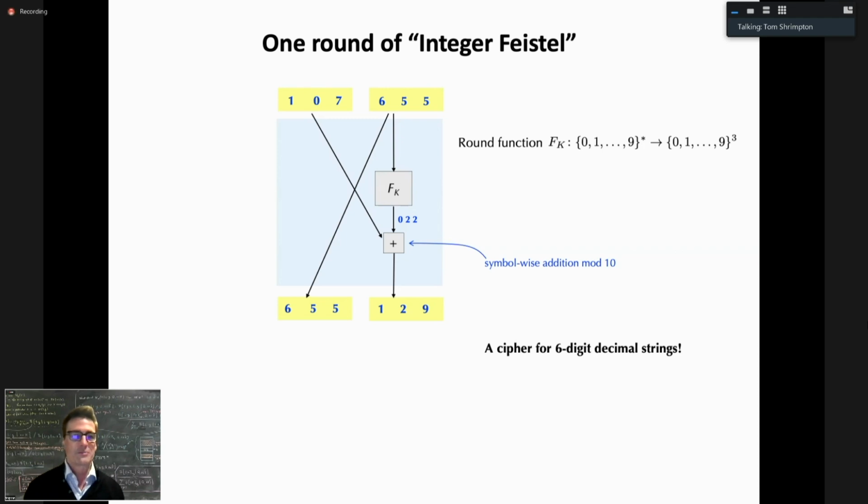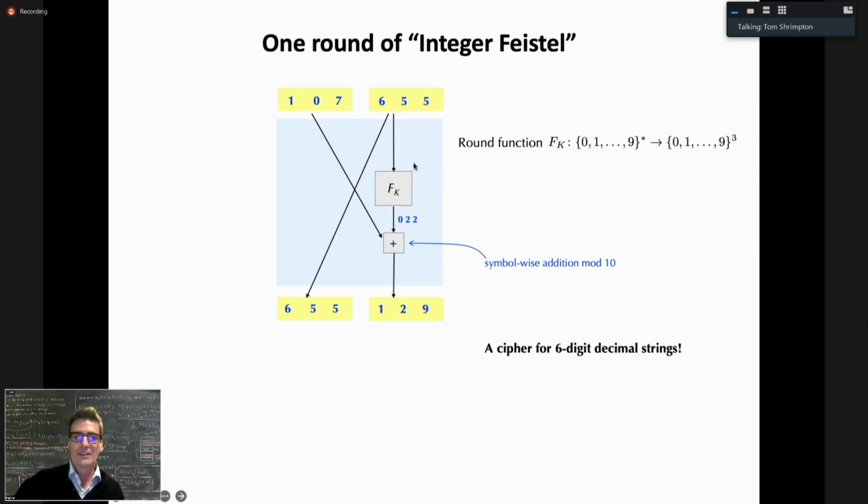The only difference between this and the normal Feistel that you're used to looking at is effectively the inputs and outputs of the round function. And instead of using XOR here, you use symbol-wise addition mod 10. Instead of doing symbol-wise addition mod 2, which is what XOR is over bit strings, we're going to do symbol-wise addition mod 10. That's really the only difference between integer Feistel and normal bit string Feistel.